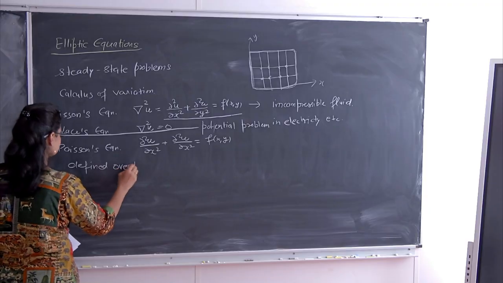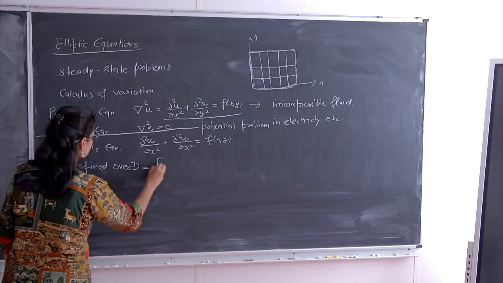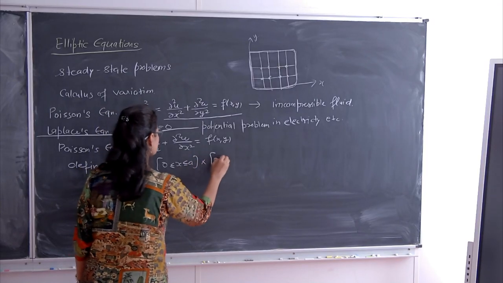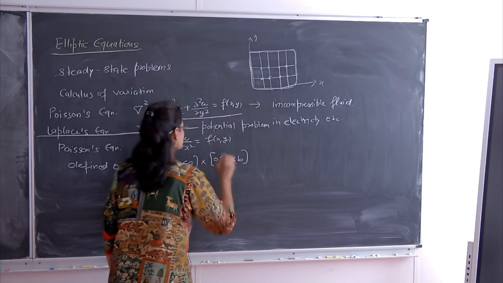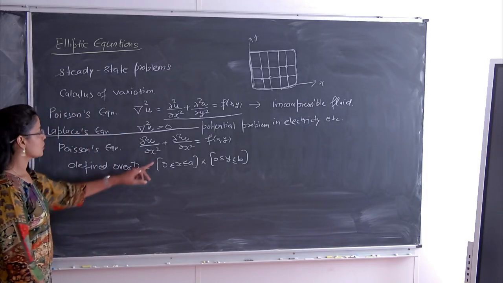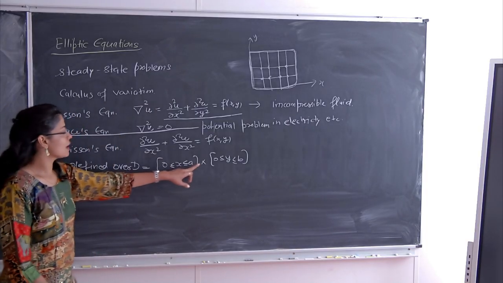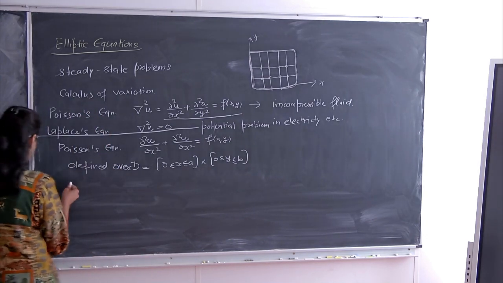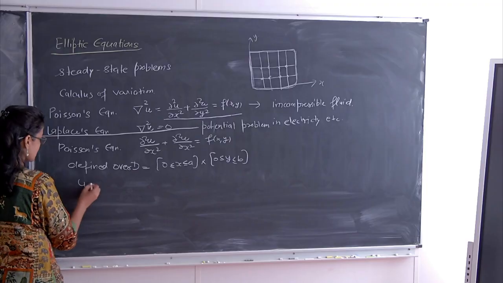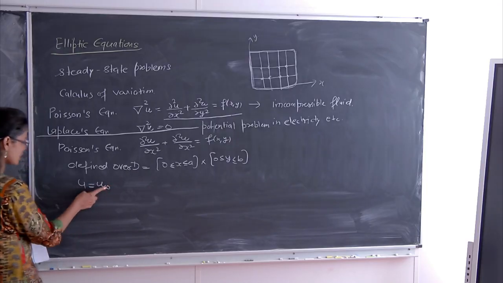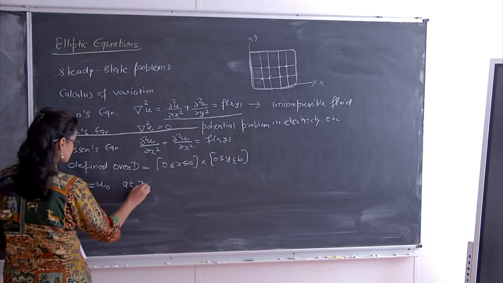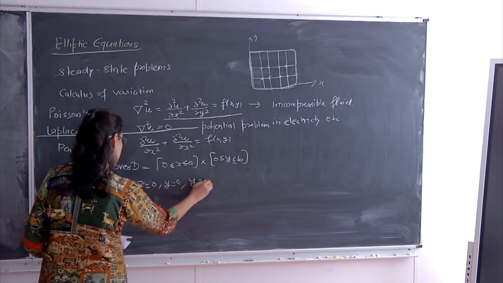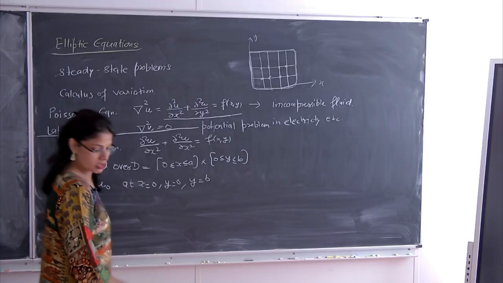over the domain D, where x lies between 0 and a and y lies between 0 and b. So, the x variable varies from 0 to a and the y variable varies from 0 to b. So, this is our domain here, and let us take the boundary conditions as u equal to u naught, a fixed constant, when x is 0, y is 0 and y is equal to b. Okay, so, this is given to us.